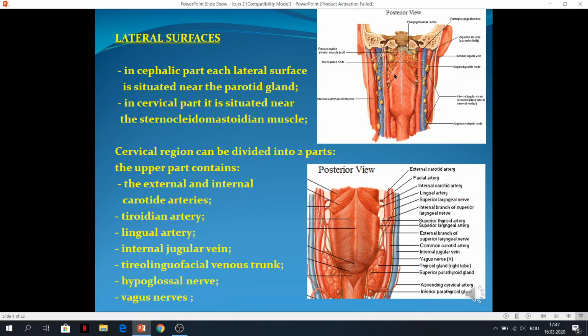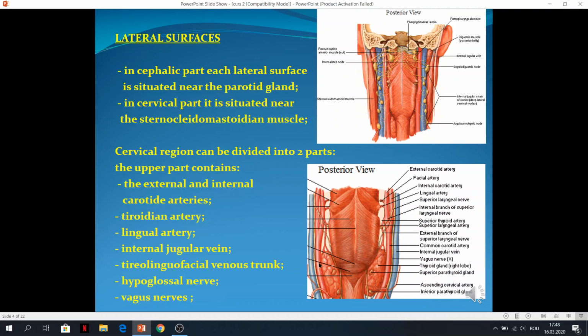And in the cervical part, you can see here the sternocleidomastoid muscle. We can divide this part, which is inside of the neck, in two segments, superior and inferior. Superior, right here, and inferior. In the superior part, relations are a little different if we compare with the inferior. Why? Let's take first this artery.